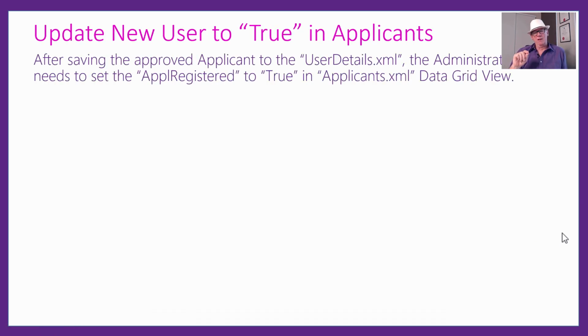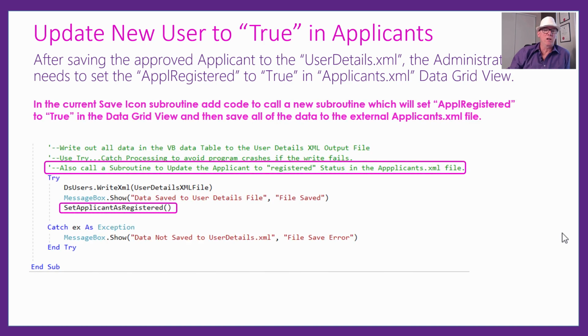Now, once we've added a person in, because remember, Jasmine was false in that top data grid, and that's how we knew she was a newbie and we needed to add her in. Now we need to, up in that data grid view, set her ApplRegistered value to true, so the system administrator doesn't accidentally try and add her again. So we can do that as part of our processing. While we're down saving and adding her into the user details, we can also change some stuff which is up in the data grid view.